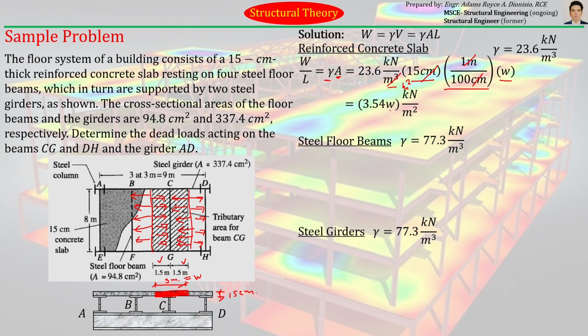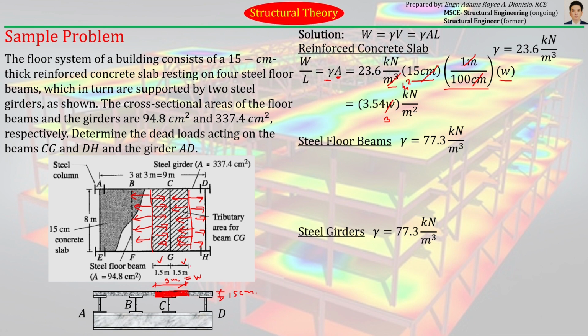Okay. So next will be that. So this is the load that comes from the concrete slab. It will just be equal to 3.54 times the tributary width, whatever your tributary width is. If your tributary width is 3 meters, just substitute the 3 here. So you can get the corresponding load from that slab panel or slab tributary area.